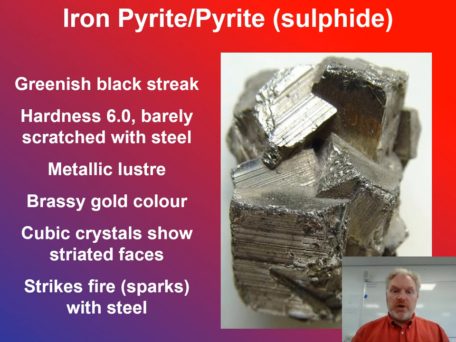Pyrite, on the other hand, can look a similar colour, but it's that bit harder. It's a 6, so this won't really be scratched by a nail. That's what allows us to tell them apart. Both chalcopyrite and pyrite can look very similar. They both have a similar streak, for example, but it's the hardness that tells them apart.